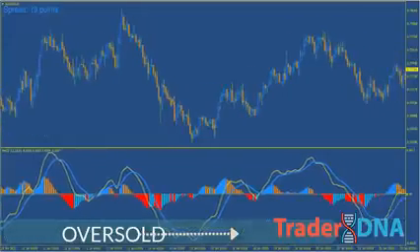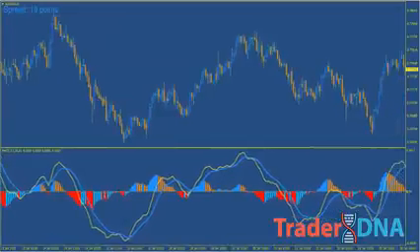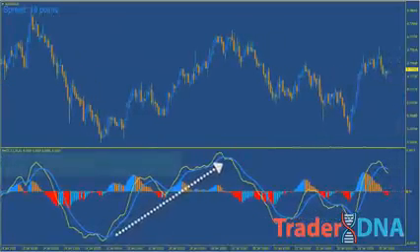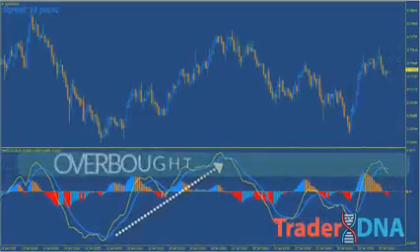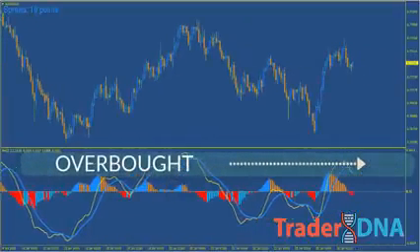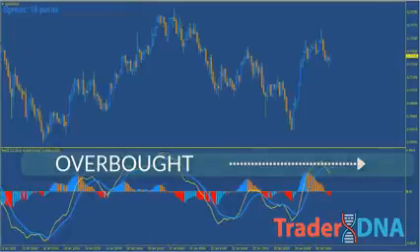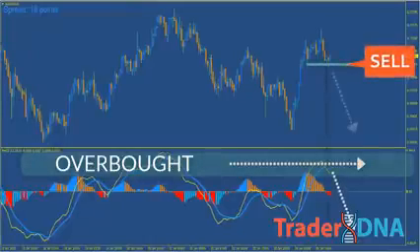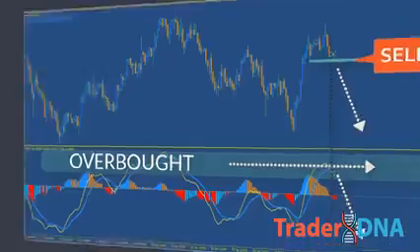A security or index may be overbought when you see the MACD rise significantly. During this period, the shorter moving average used in the MACD calculation is rising faster than the longer moving average. This is an indication that the price is overextending itself and, at some point, may reverse its course.